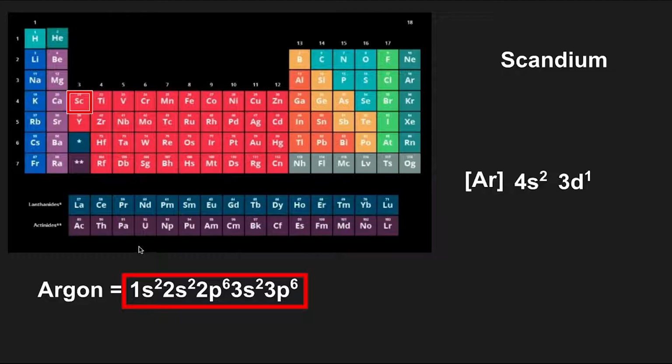And an easy way to remember this, if you forget that the 3d comes after the 4s, is just to remember that the coefficient for this d orbital is the period it's in minus 1. And then you know the coefficient for the d orbital corresponding to electrons here. So that's the complete electron configuration for scandium.